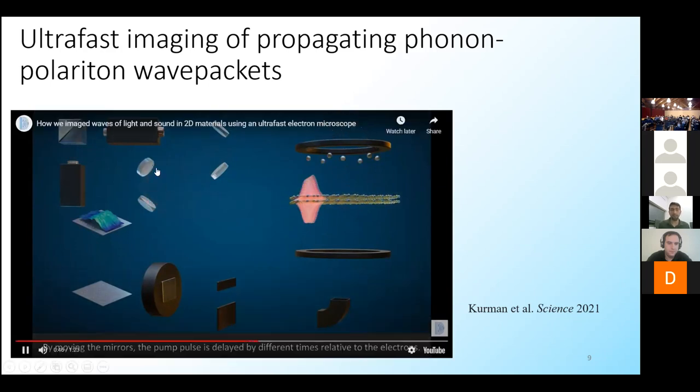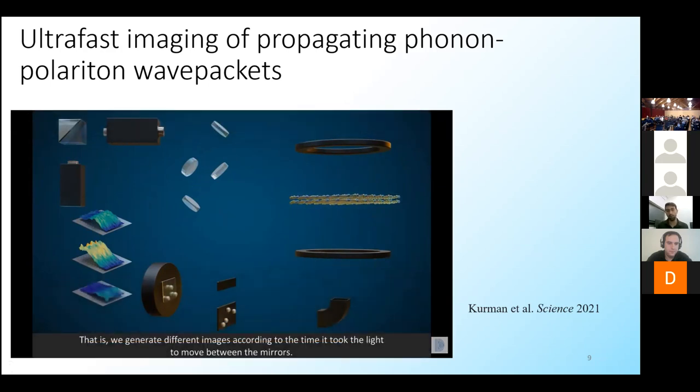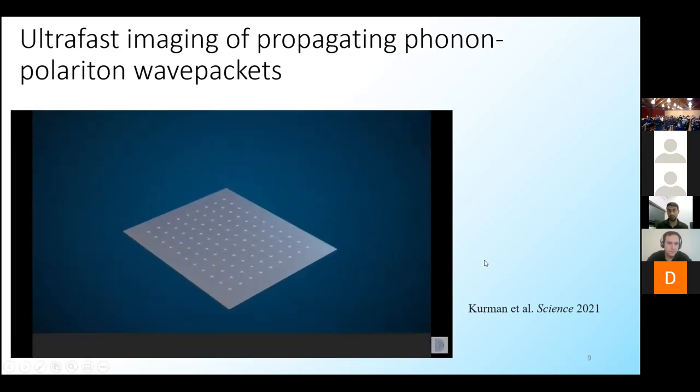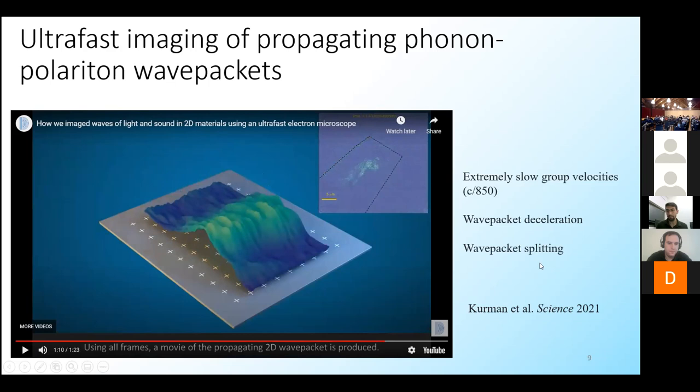Then we can change the time delay, so actually physically moving mirrors inside the lab, and then we can have an image at a different time. So when we do this scanning over time delays between the two pulses, we can reconstruct the whole video of the movement of the phonon polaritons in our sample. So this is a work that was published previously this year, and we show there extremely slow group velocities and wave packet deceleration or wave packet splitting. And I really recommend looking at this recent paper.